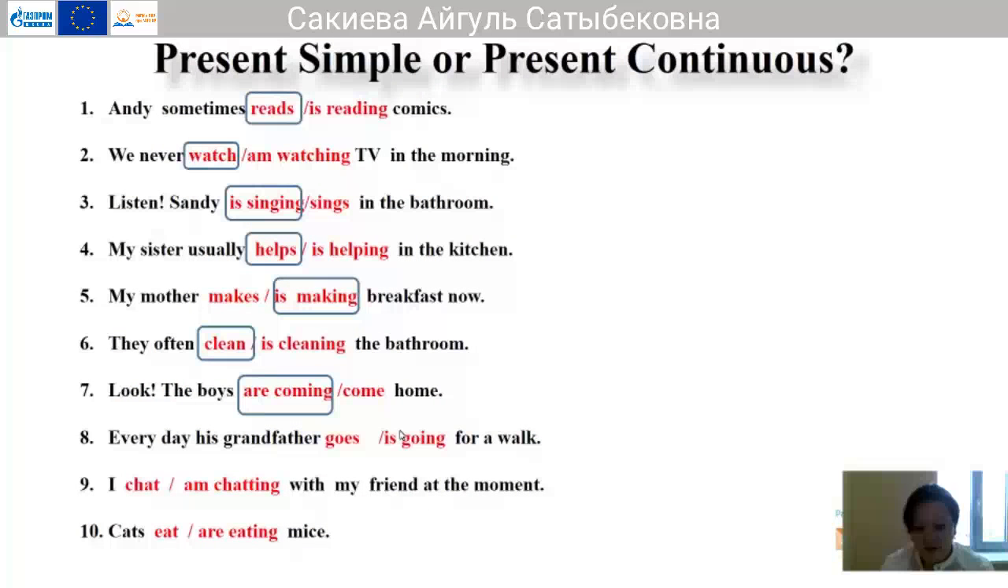Good job, are coming. Every day his grandfather goes or is going for a walk. Every day goes, because we are talking about a repeated action, right? I'm chatting with my friend at the moment. Which one? Excellent, I'm chatting. And cats eat or are eating mice? Eat, you're right, because we are talking about a general action, right?